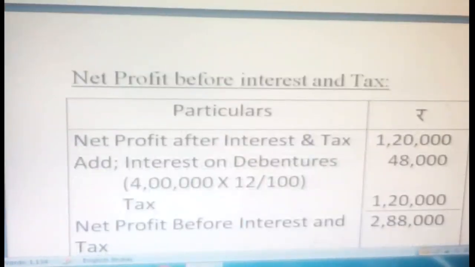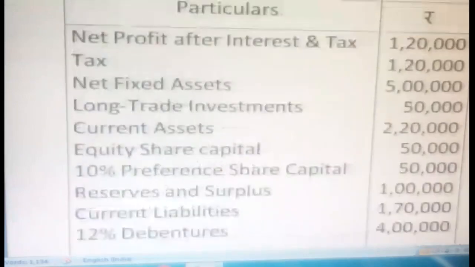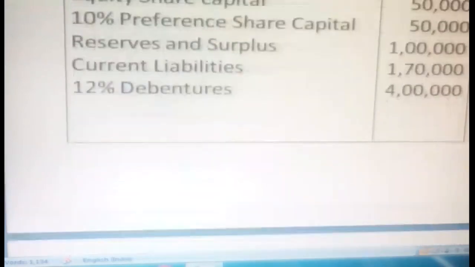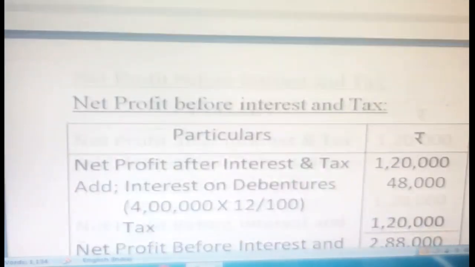First we are going to discuss net profit before interest and tax, how to calculate. In our problem they given net profit after interest and tax 1,20,000. So again we want to add back our interest. So what is our interest? Interest on debentures, 4 lakhs at 12%. See here the problem they given 12% debenture. So 12% debenture we got 48,000.